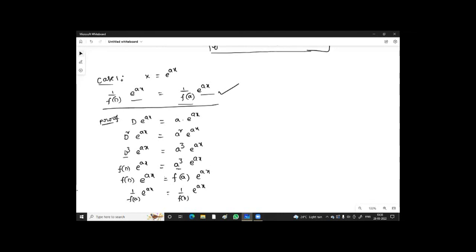But remember, one problem is that f of a should not be equal to 0. If f of a is equal to 0, I told you what method you have to follow in solving particular integral cases.